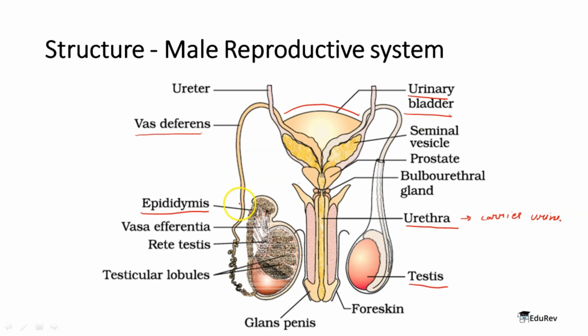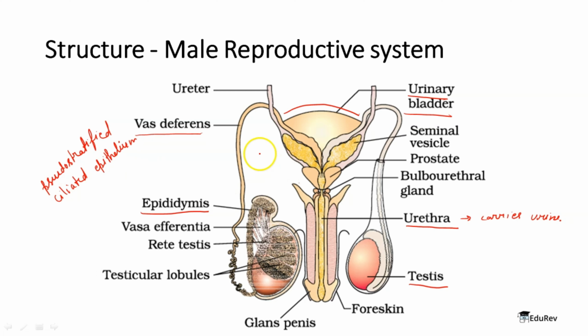The epididymis and the vas deferens are lined by the pseudostratified ciliated epithelium. What is it called? Pseudostratified ciliated epithelium. Okay.